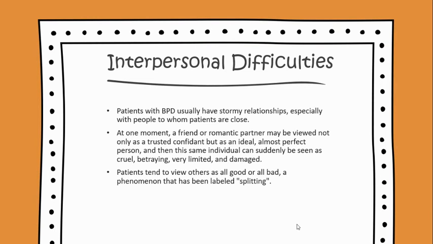Interpersonal difficulties. Patients with BPD usually have stormy relationships, especially with people to whom they are close. At one moment, a friend or romantic partner may be viewed not only as a trusted confidant, but as an ideal, almost perfect person. And then, this same individual can suddenly be seen as cruel, betraying, very limited, and damaged. Patients tend to view others as all good or all bad, a phenomenon that has been labeled as splitting.